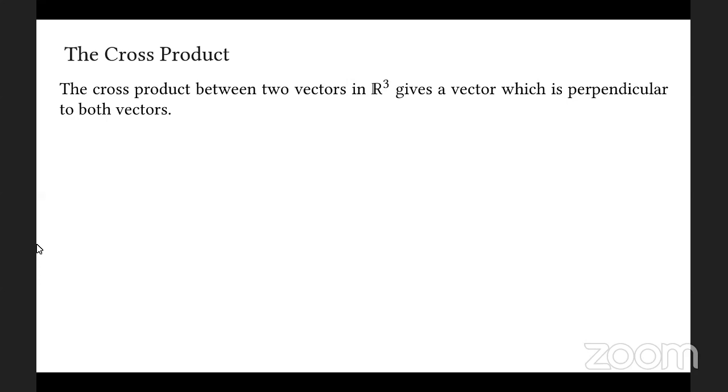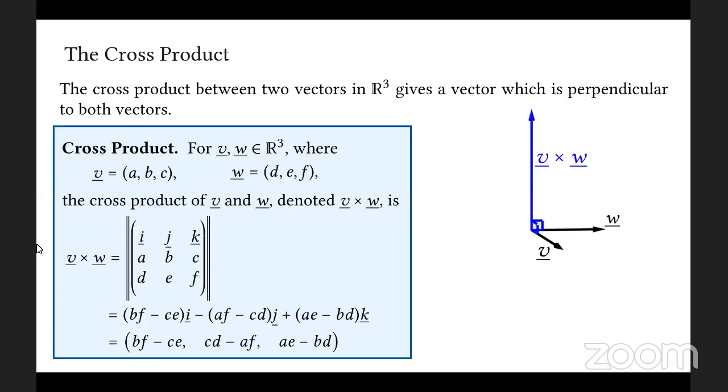Okay, cross product. The cross product between two vectors, and I'm just gonna assume they're in R3, gives a vector which is perpendicular or orthogonal to both vectors, okay? So this is the big nasty definition. This is something we do expect you to be able to calculate. So let's say the vectors are (a, b, c) and (d, e, f). The cross product is this.